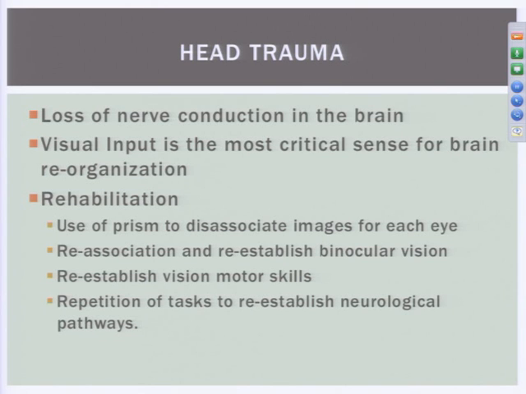Now, your visual input is the most critical sense for the brain to be reorganized. So if I'm brain injured and I want to try to recover from this, my main area of sensory input is my vision. Hearing helps a little bit, touch, feel, all the other senses are clearly important, but the most important sense is vision. So we can work with people's visual system using prisms to help them restore their binocular vision, and help them control their eye movements right, left, up, and down.